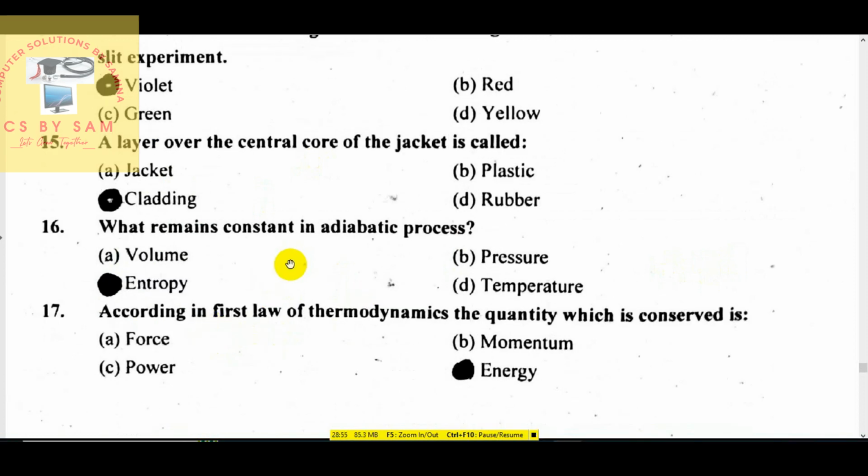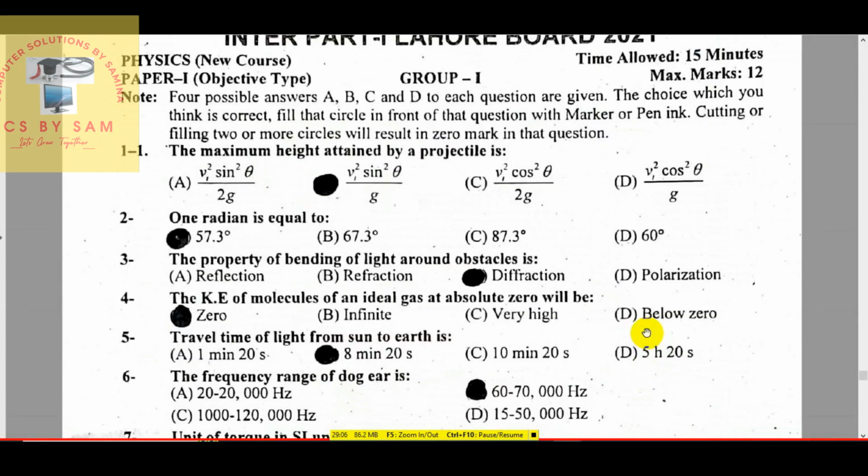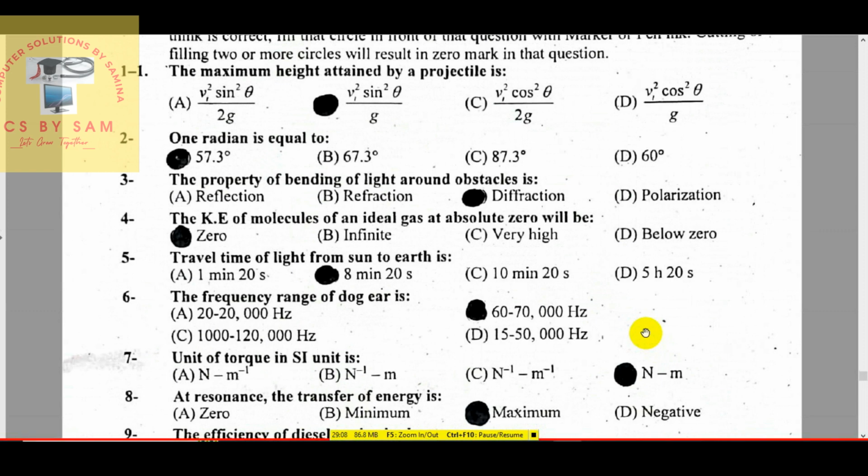What remains constant in an adiabatic process? Entropy same होती है. According to the first law of thermodynamics, the quantity which is conserved is energy. नेक्स्ट पेपर है जी, the maximum height attained by a projectile is, ये सेकंड वन इसकी जो करेक्ट है. उसके बाद 1 radian is equal to 57.3. The property of the bending of light around the obstacle is diffraction.